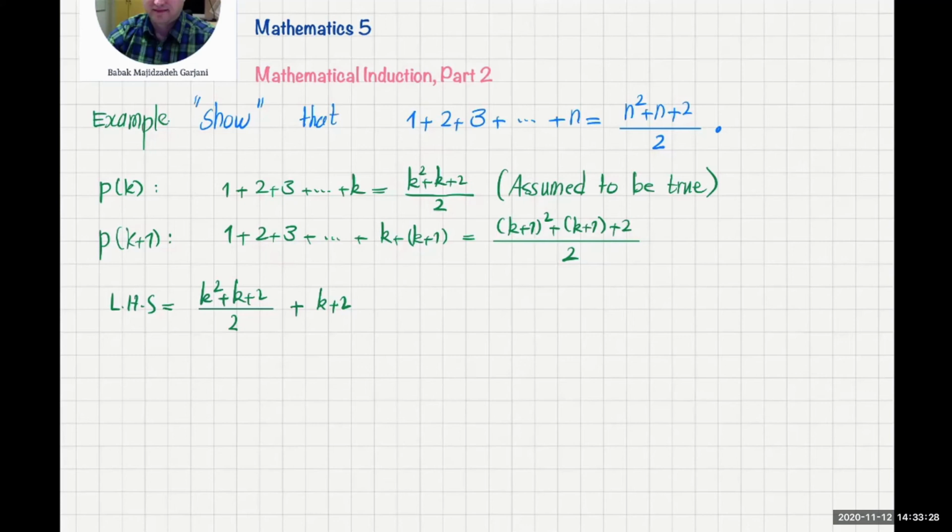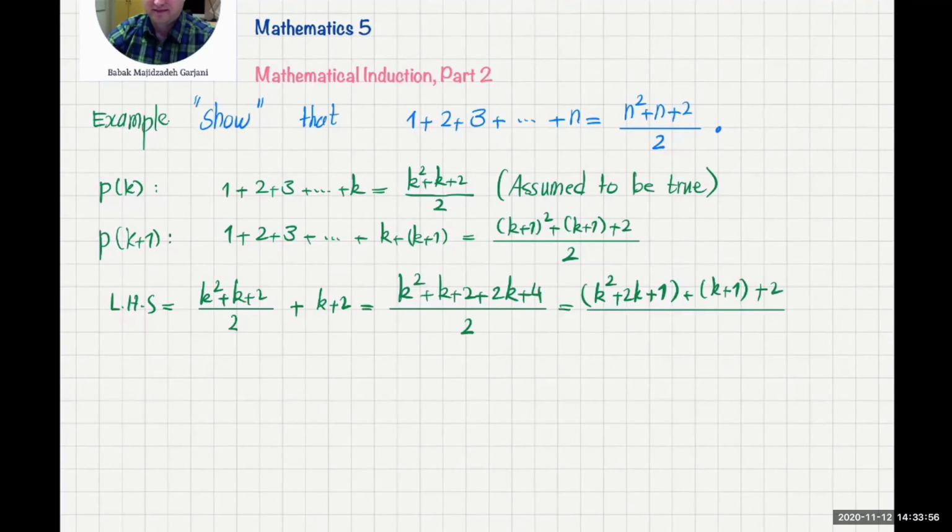And then let us simplify this by taking a common denominator 2. The first one becomes k squared plus k plus 2. I multiply 2 by that, it becomes 2k plus 4, yes? And now what happens, I can write it in this form. It's k squared plus 2k. Instead of 4, I write 1 here. And then I would write k plus 1 and then plus 2. I will explain it right now. Divided by 2. Okay, so you see, k squared is k squared.